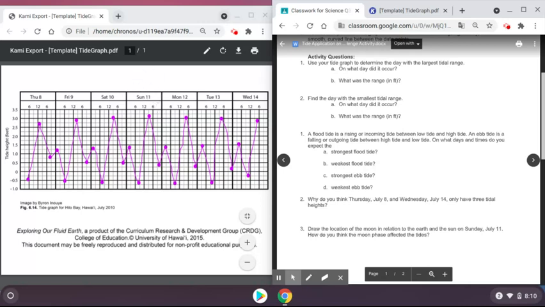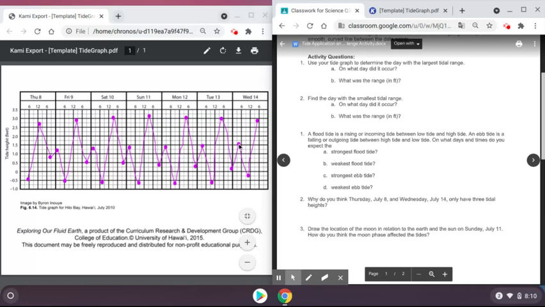And then the same thing for D, we're looking at our weakest ebb tide. When do we think we see that weakest pull? So this is going to be where that outgoing tide doesn't move very much. So is that going to be Wednesday the 14th? Friday the 9th? You're going to need to probably do some math on this.